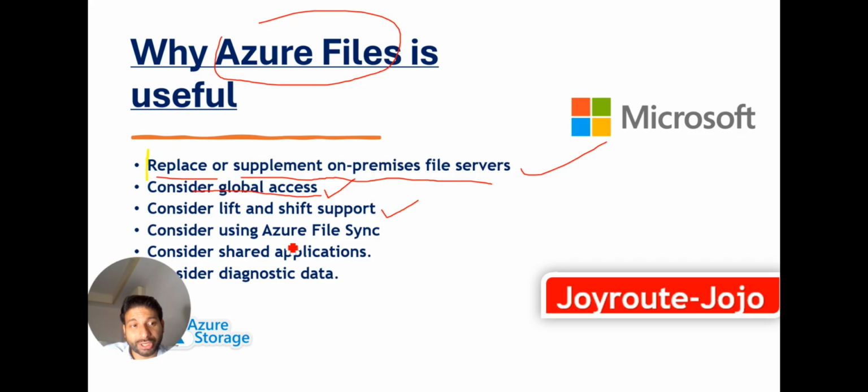Replicate Azure File Shares to Windows servers by using Azure File Sync. You can replicate that to the Windows server through some protocols. So that is the other benefit of Azure Files. Then consider shared applications. Store shared application settings such as configuration files in Azure Files. That is the other benefit of having Azure Files.